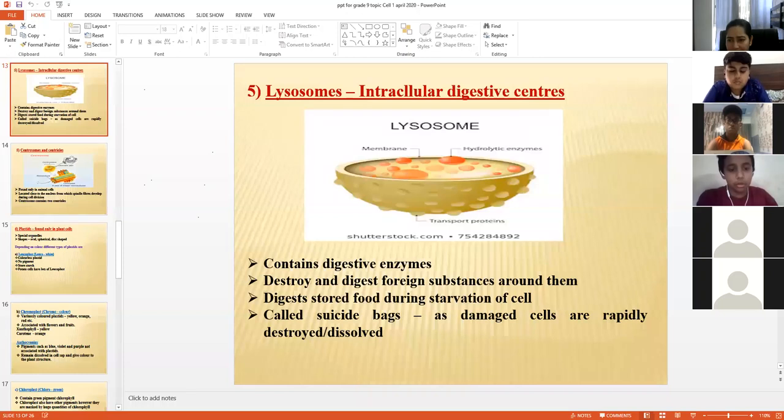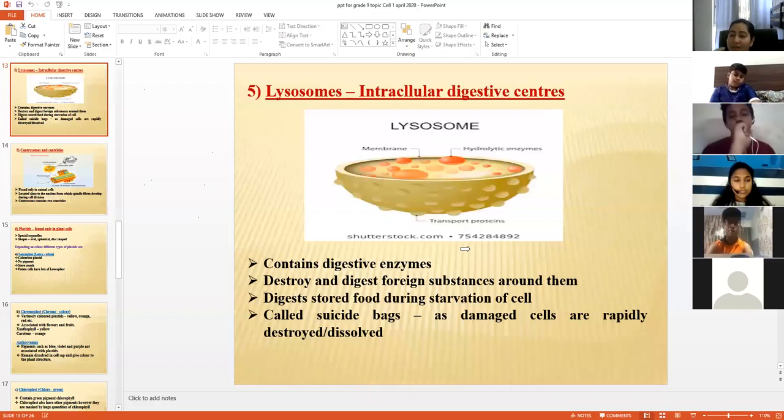Over there, you told that lysosomes destroy the damaged cells. So how do you differentiate between a damaged cell and a non-damaged cell? I'll tell you in the context of a human being. What happens when the heart stops functioning? A person dies. In the same way, if the nucleus is not functioning, the cell will die. That is a damaged cell.